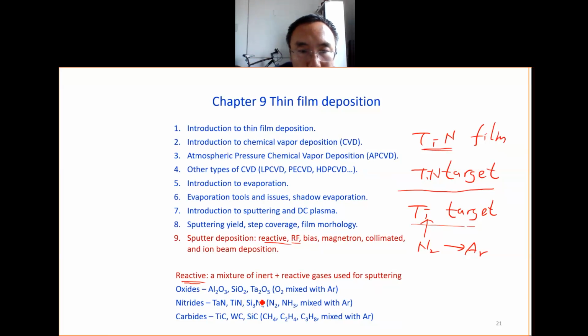For example, we can use an aluminum target and add oxygen to form aluminum oxide. Silicon oxide and titanium oxide work the same way. And for carbides, we can add those gases into the argon and use a pure metal target to form the carbide. So this is called reactive sputtering. It is popular, and we can do it here in the Quantum Nanofab clean room in the QNC building.